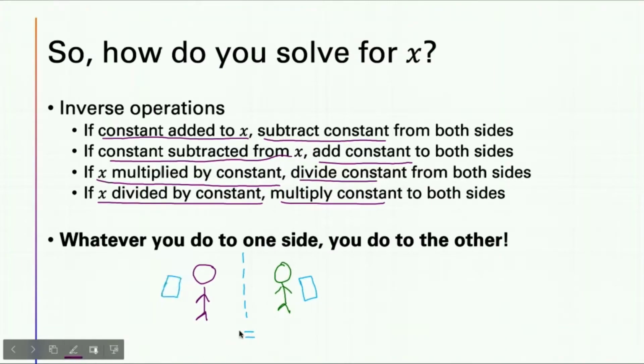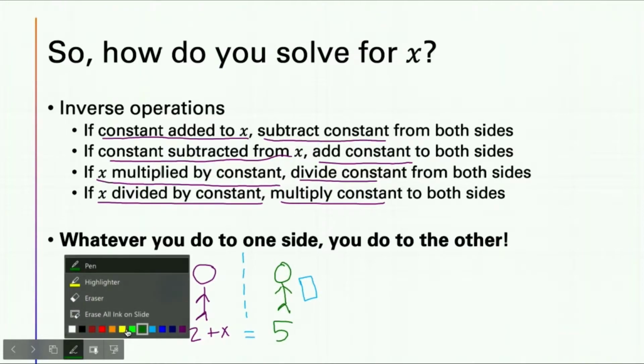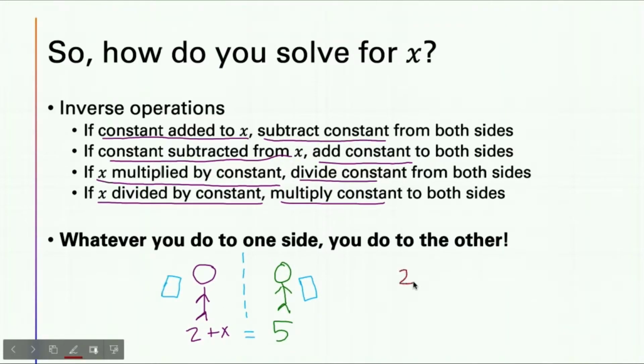Let's take the previous example. If you were the expression 2 plus x, and your sibling was the expression 5, then the equal sign would be what separates this side, 2 plus x, or you, from 5, or your sibling. So this signals to you that if you have the equation and you're trying to solve it using inverse operations, if you try to subtract 2 from one side, you need to subtract it from 5 too, to keep it equal.